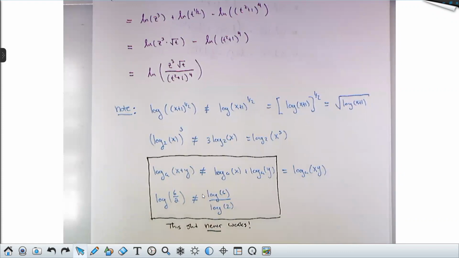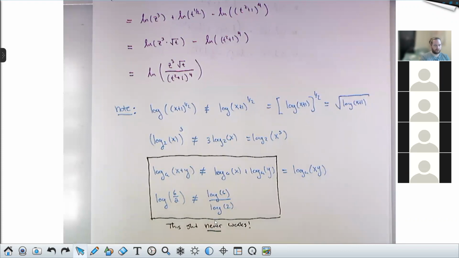The moral of the story here is when you're manipulating logarithm expressions, make sure you use those log rules and just those log rules, nothing else, right? Nothing besides the things that we tell you work.